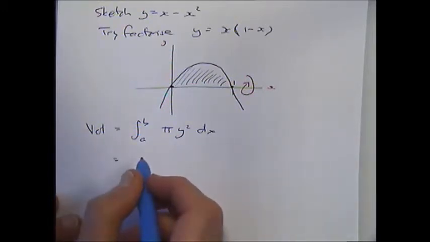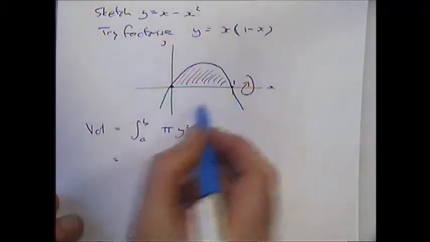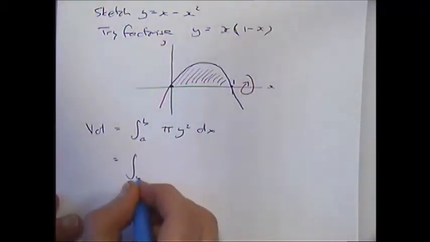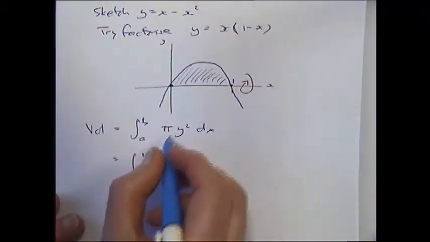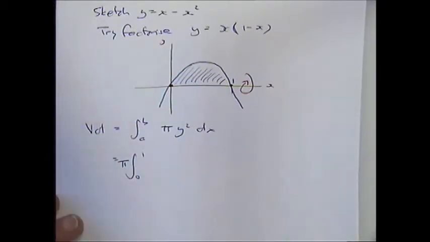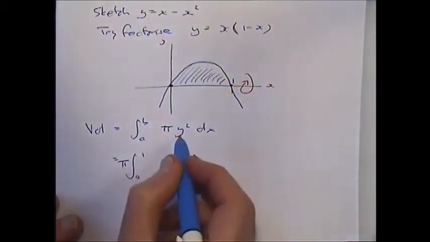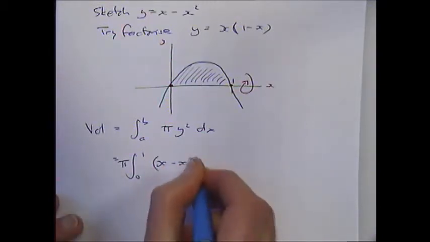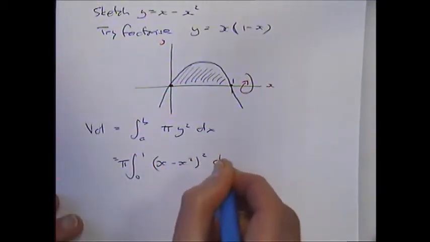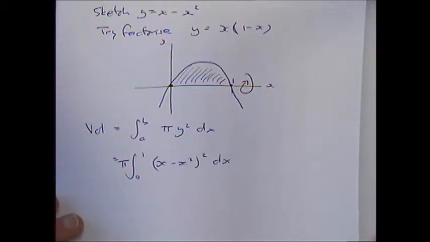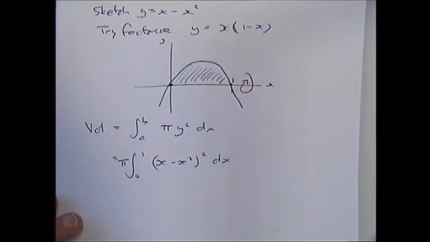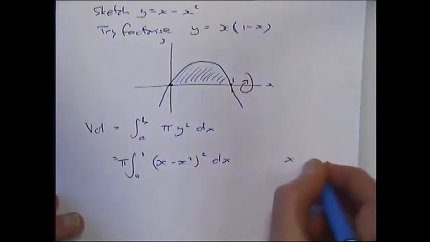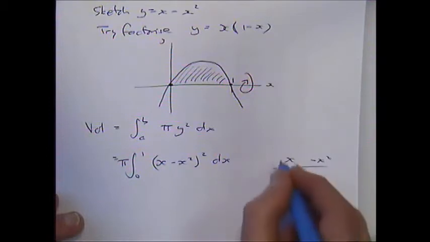My a and my b will be these points here, so it'll be 0 and 1. Take my pi through the integral sign. y squared is the x minus x squared, squared. What did we do last time with a bracket squared? Expand. Yeah, so do that any way you like.